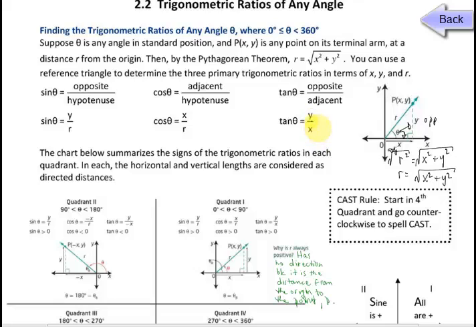And tan of theta is by definition opposite over adjacent, so opposite being y, adjacent being x, therefore y over x. Now the chart below summarizes the signs of the trig ratios in each quadrant. In each, the horizontal and vertical lengths are considered as directed distances. That means that they are positive or negative, depending on which quadrant the point P is in.